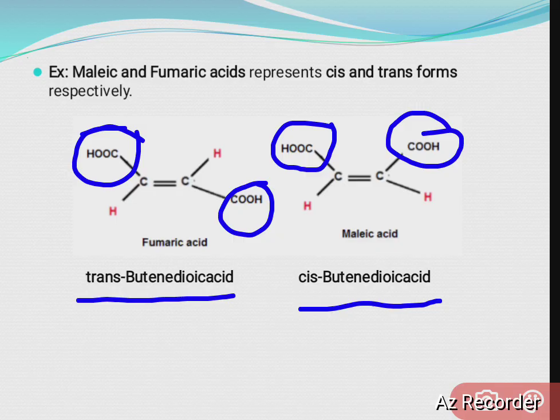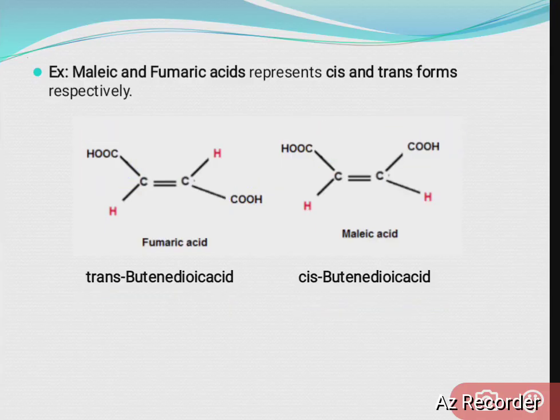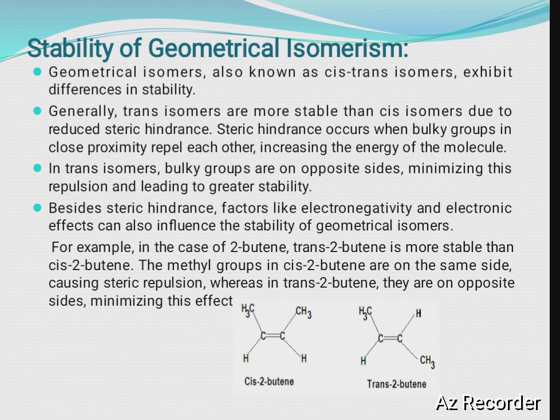In geometrical isomers, if the bulkier groups are present on the same side, those are termed as cis isomers. If the bulkier groups are present on the opposite side, those are termed as trans isomers. Okay. Next, stability of the geometrical isomers.